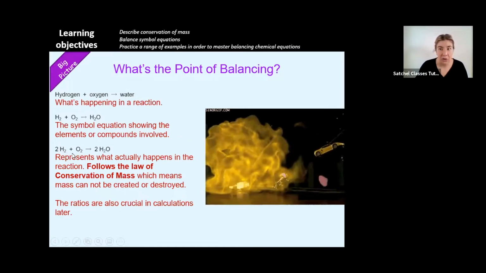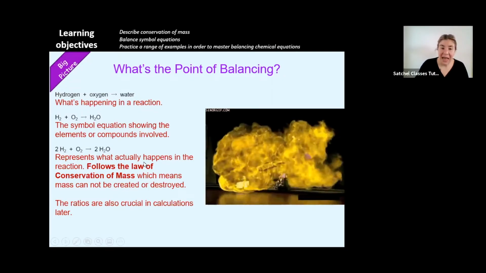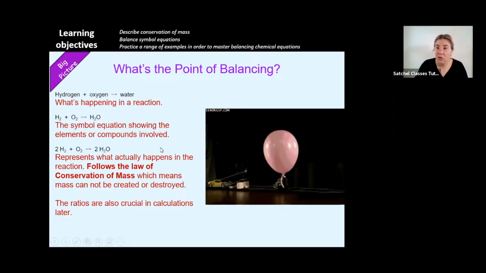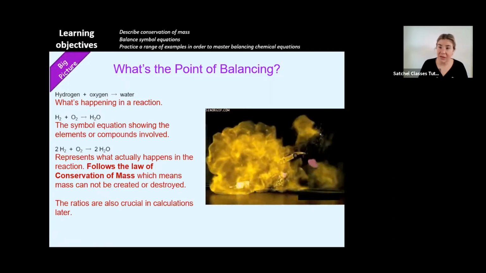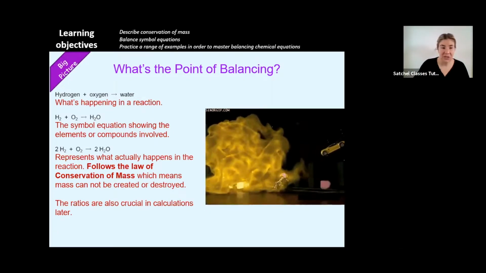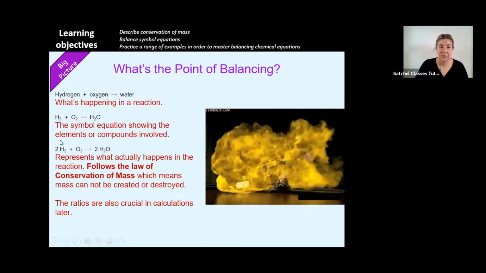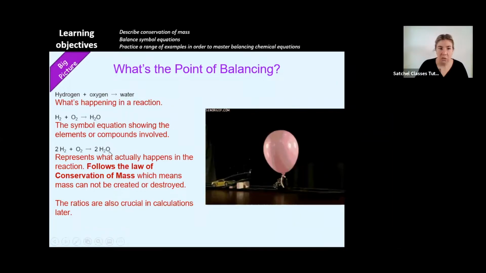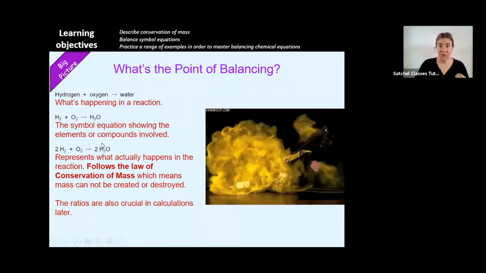If I'm losing you, don't worry. We'll keep going over this. And it represents what actually happens in the reaction. Okay, it follows the law of conservation of mass, which means mass cannot be created or destroyed. It's a fancy way of saying that everything on this side of the equation, all of the reactants, must equal all of the products, yeah? And it follows the law of conservation of mass.